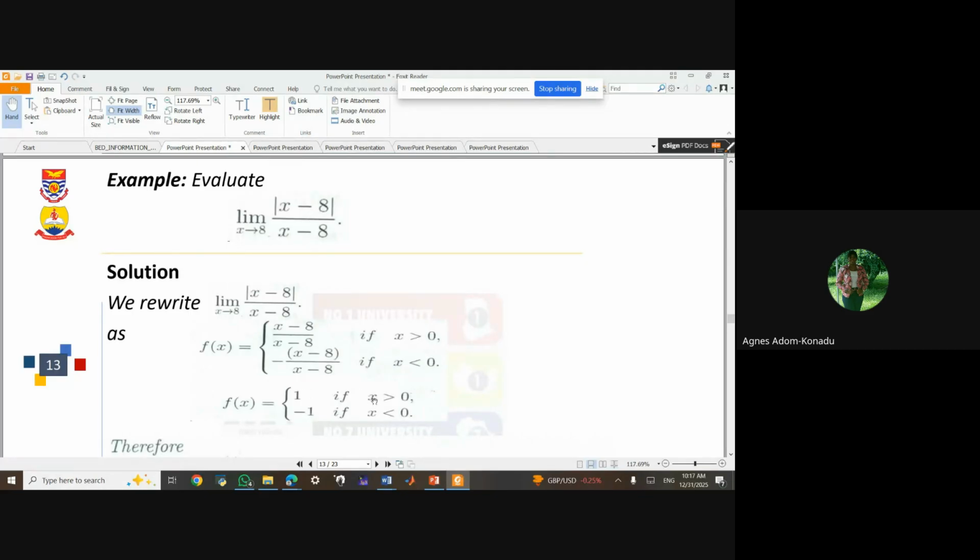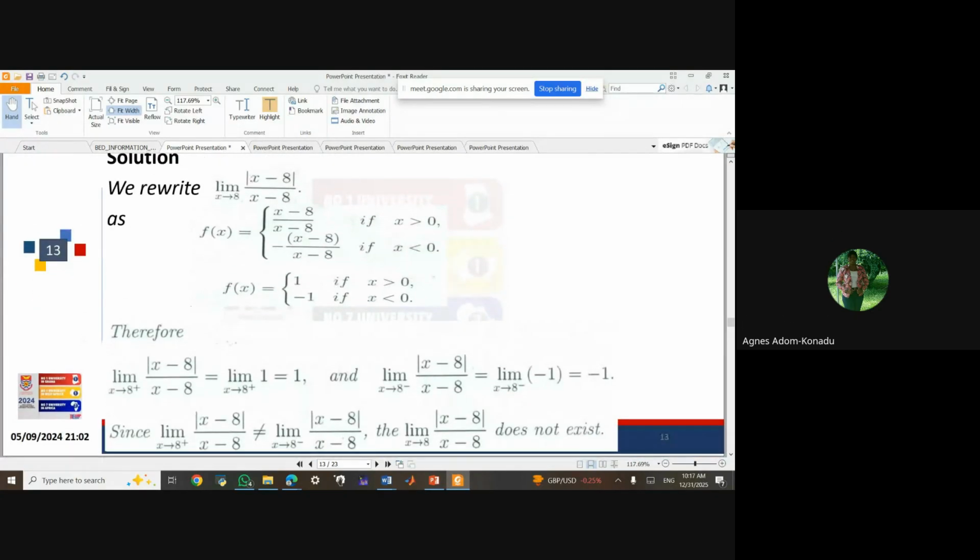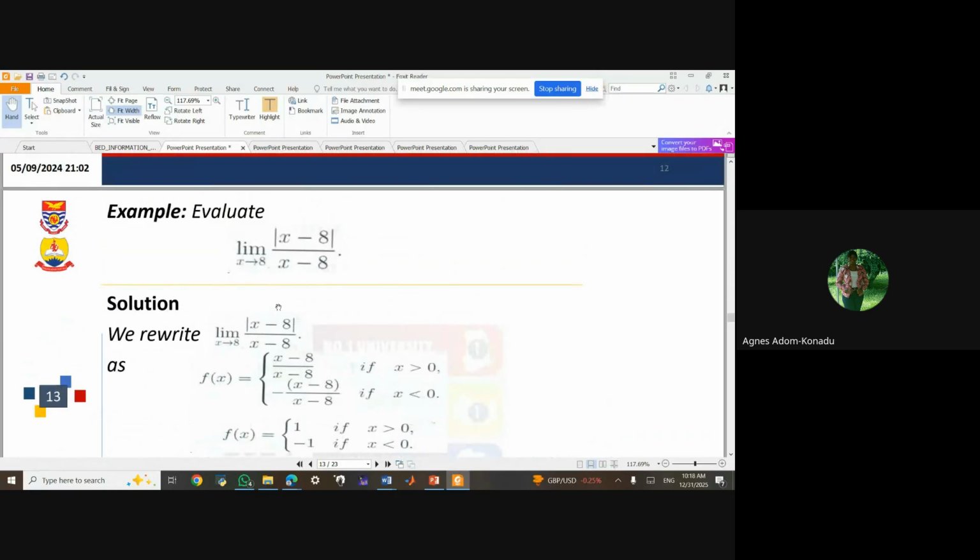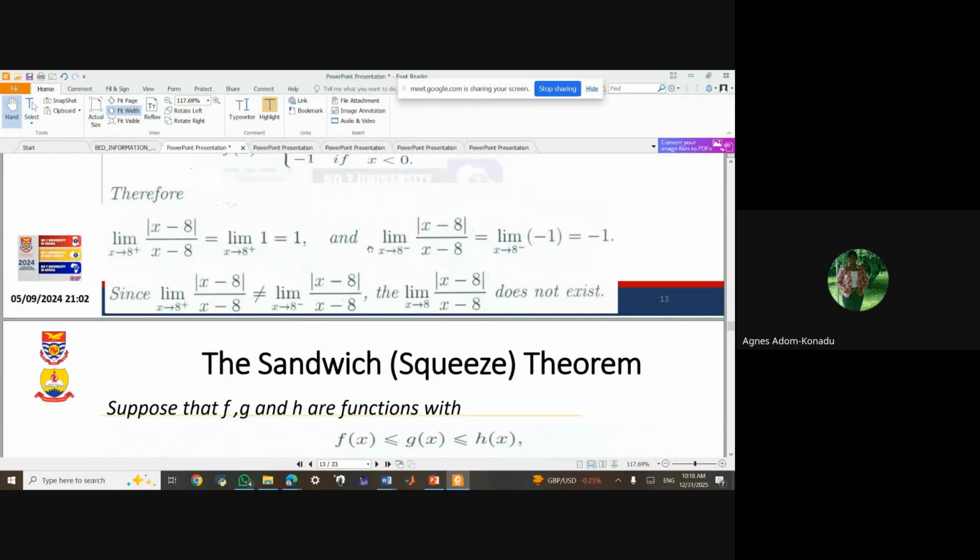So over here we can see that approaching it from the right is 1, approaching it from the left is negative 1. So since the left and the right are not the same, then I can say that the limit at the point 8 does not exist. So since the right and the left are not the same, we conclude that the limit for the function does not exist.